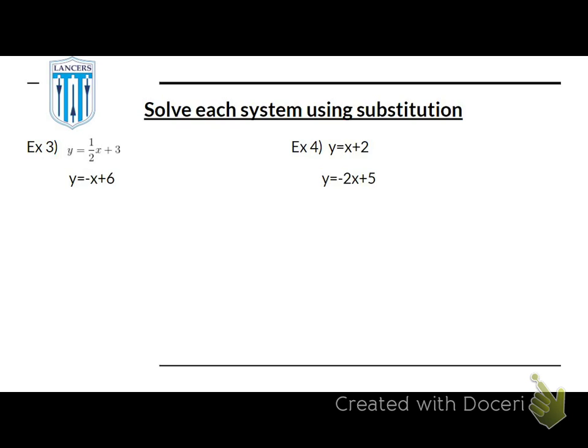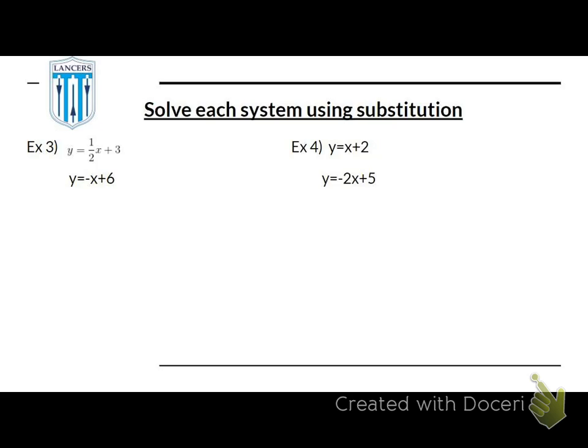On example 3, we've got 2 equations. This one, for whatever reason, some students think is tricky. In my opinion, it makes it easier. What variable is already alone? Y. And it actually happens in both equations. So y is already alone in both equations.